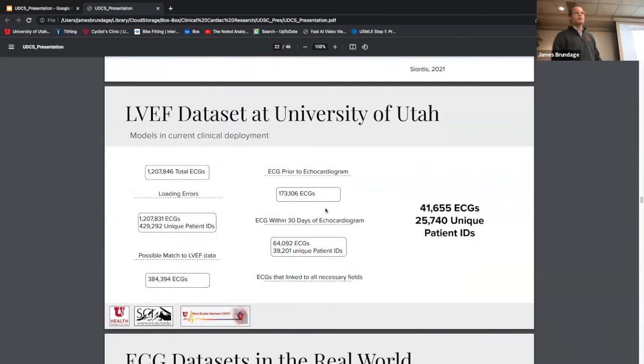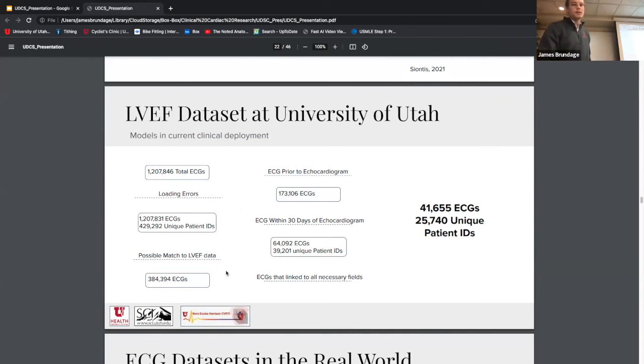So here's an overview of what our data set ended up looking like for this problem. Out of our Muse database, we were able to extract 1.2 million ECGs. This was really exciting for us. This is all the ECGs from 2012 to 2021. We've now been collecting these in our system in perpetuity. I think we're up to about 1.5 million or maybe a little bit less, but slowly growing in our numbers here. Then we matched them.